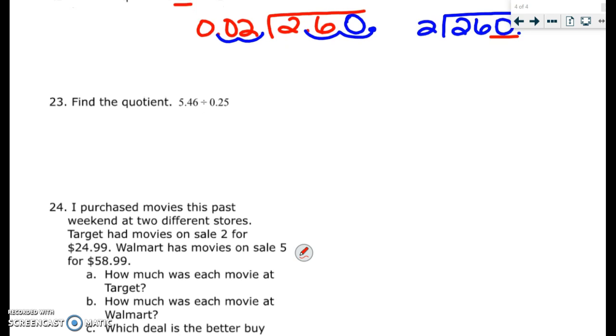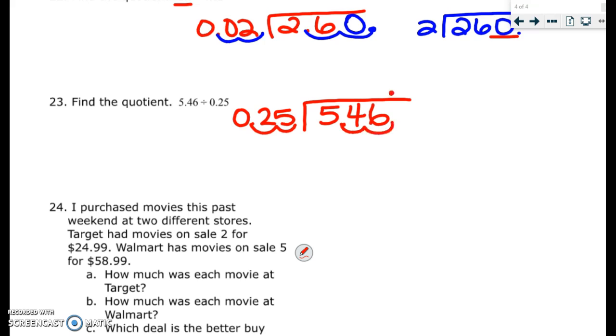Finding the quotient of this one, I will help set this one up for you. My first number becomes my dividend. My second number is my divisor. I need to move the decimal point over twice, and then I end up moving it up.